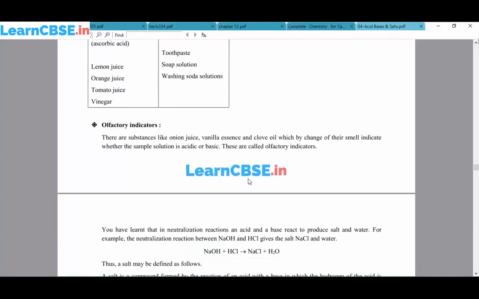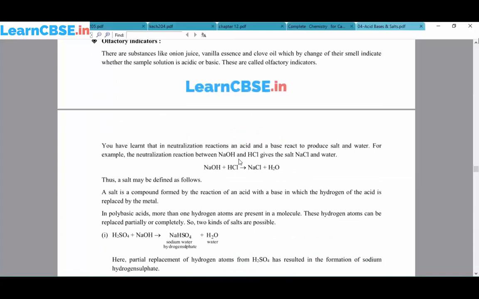Okay. Next are the olfactory indicators. Substances such as onion juice, vanilla essence and clove oil change their smell, which indicates whether the sample solution is acidic or basic.